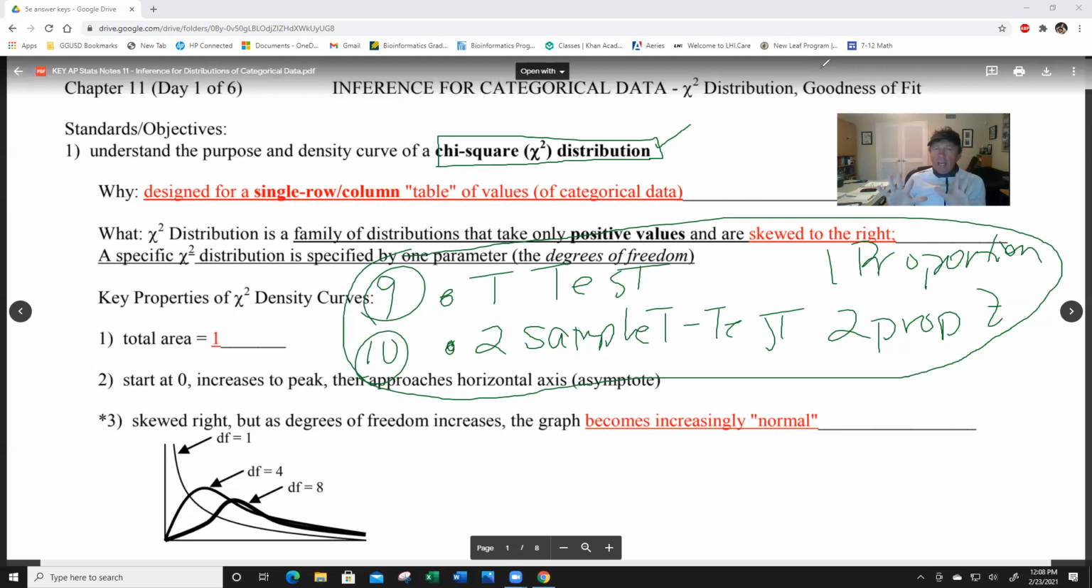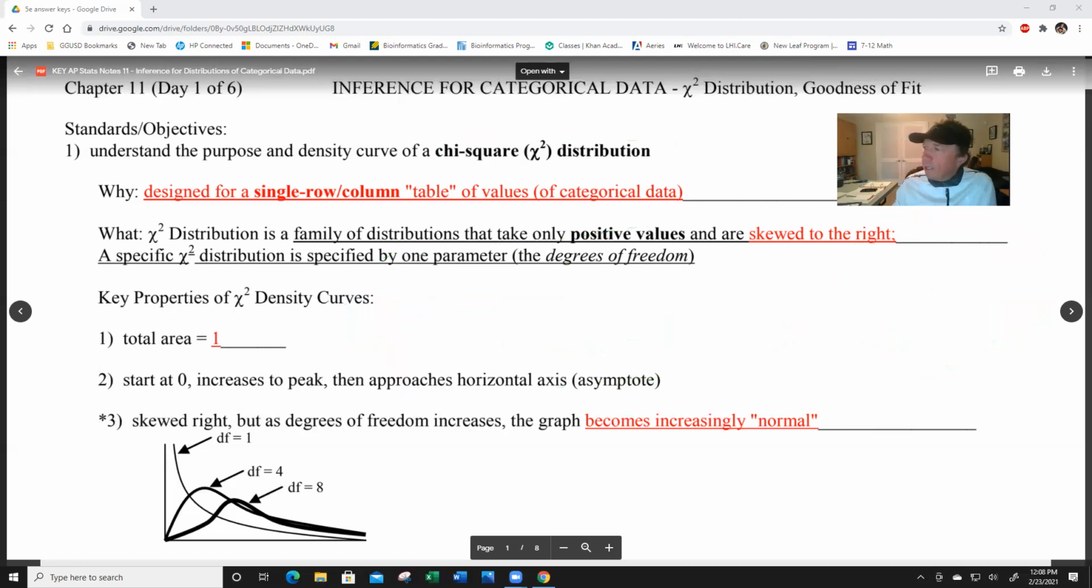So today, it's a single row or column of values of categorical data, and it's called a goodness of fit test, okay? So let me erase the background of that, and you can kind of look here at what I'm writing. Single row or column of data. And by the way, this family of distribution is skewed to the right all the time. And I have it down here. The area is still 1, but it's not a normal curve. At degrees of freedom 1, check out my drawing there. It's super skewed. And then as you go up in degrees of freedom, it starts approaching a normal curve.